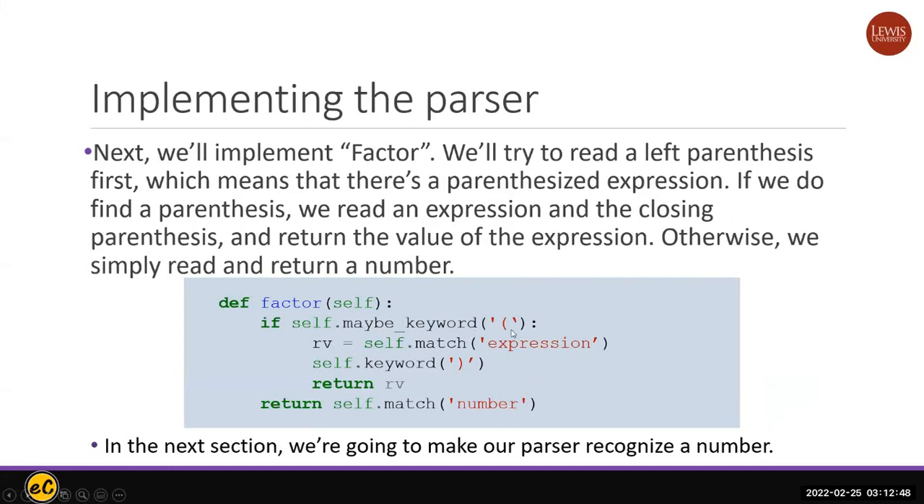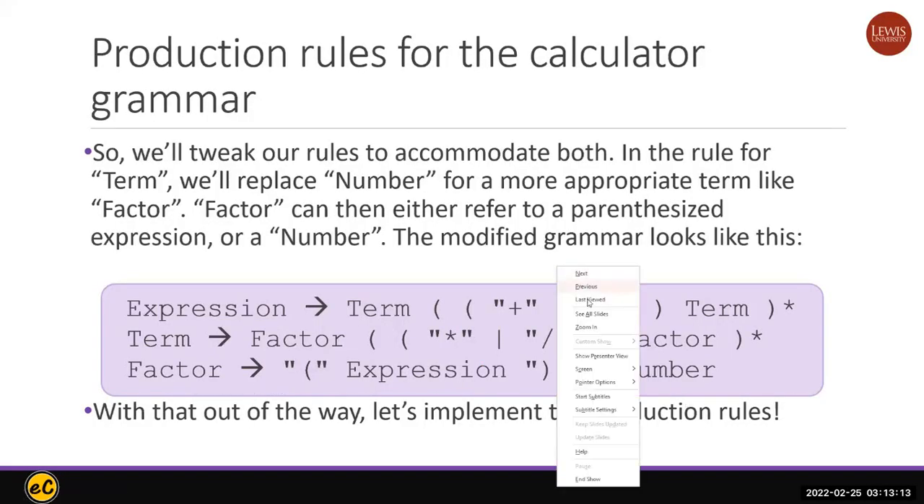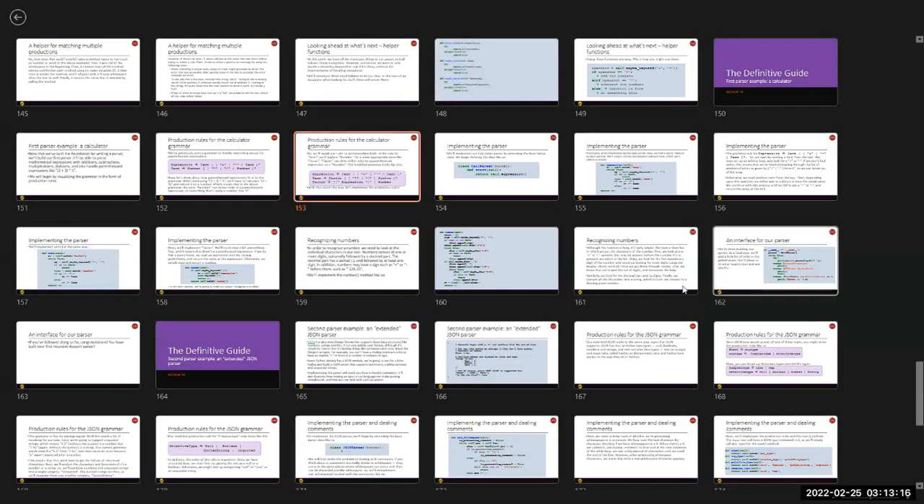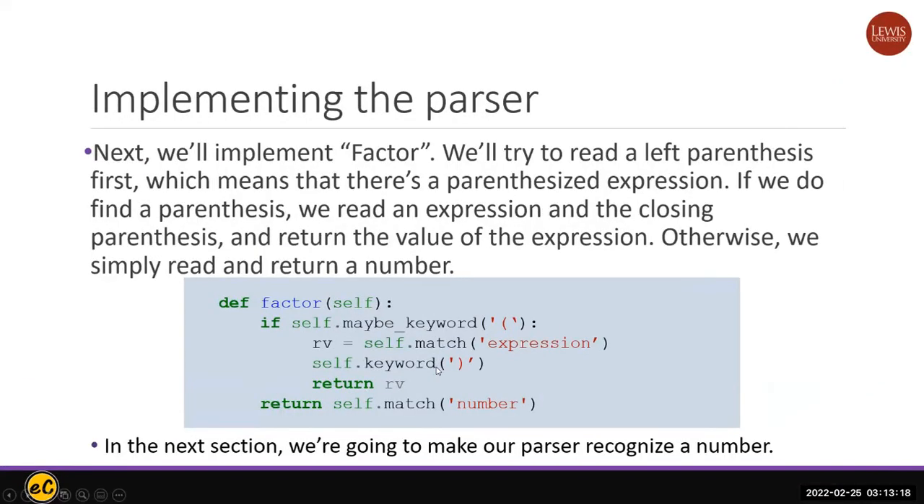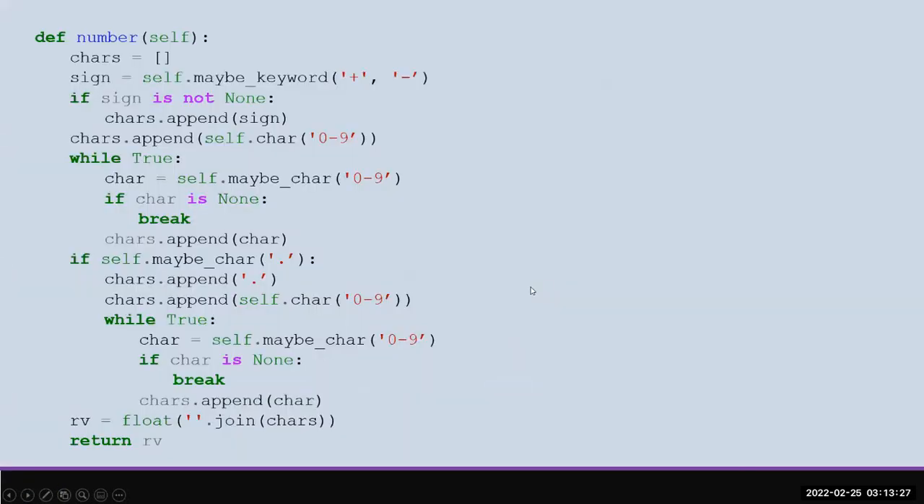Factor may be a parenthesis followed by expression, followed by a keyword or parenthesis. If you match, you will return the return value. Otherwise, you will return the match result for number. So this one is the implementation of the last rule: you have factor equals this. Apparently you see that this gives us a very good discussion of how to implement a simple expression evaluation in recursive descent.